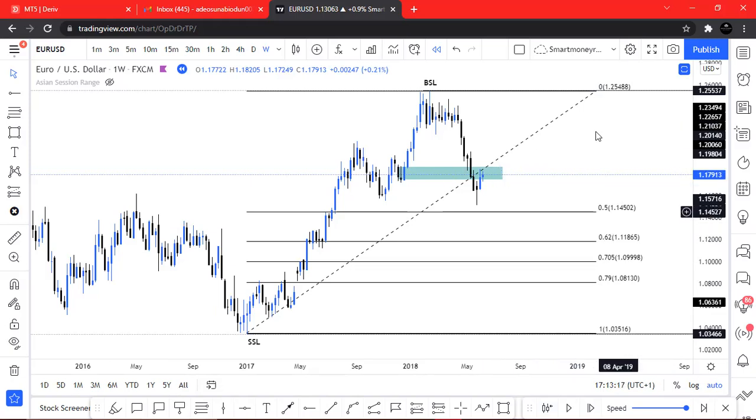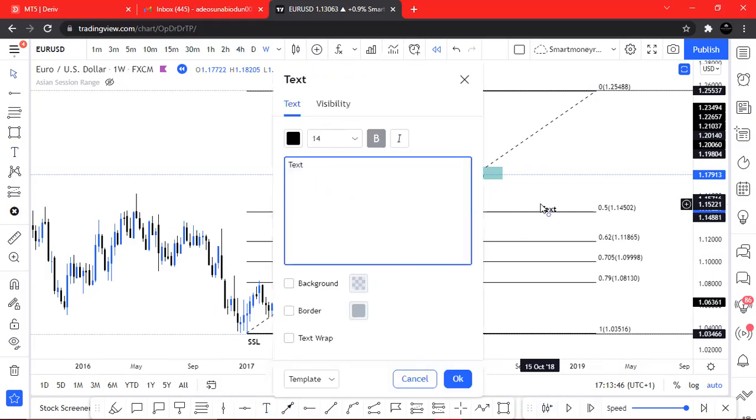After setting up your fib, you are going to have all this, and between here and this level here is 50%. So you are going to mark that 50%. You can see it's 0.5. That is the center of this high to this low, and that will be our equilibrium, right? Yes. So that's the midpoint. The midpoint is the 50% equilibrium. So you can just write it there as equilibrium.